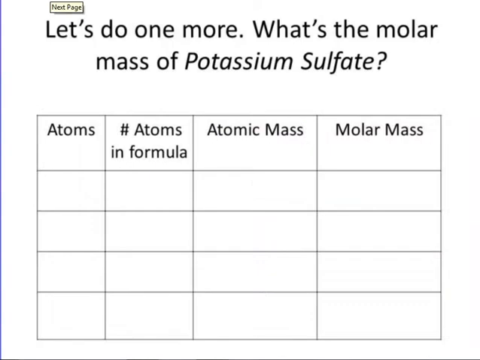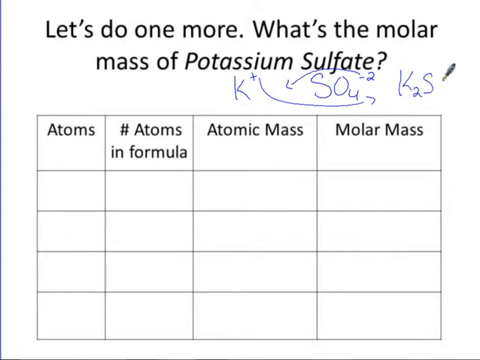Okay, so one more. Let's do potassium sulfate. What's the molar mass of potassium sulfate? Uh-oh, we've got some naming here. We've got potassium sulfate. I know the potassium ion is K plus. I know sulfate is my polyatomic, that's SO4 2-. So to make potassium sulfate, I've got to cross my charges, and I get K2SO4.